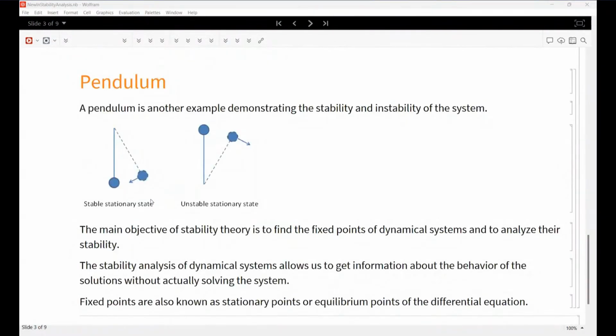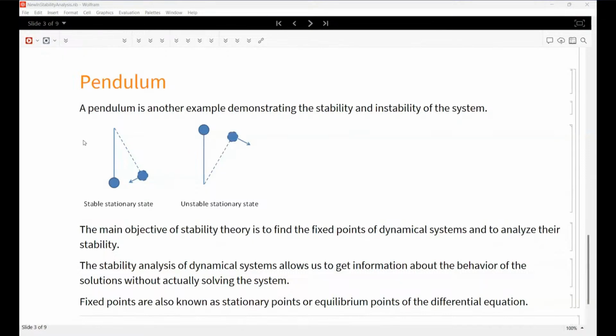A mathematical pendulum is another simple example which can be used for demonstration of stability and instability of the system. As you know, a pendulum has two stationary or equilibrium states. The first one is when it is in the down position, and the second one is when it is in the up position. Both these states correspond to points in phase space, so-called fixed points of the system. And the nature of these two fixed points is completely different.